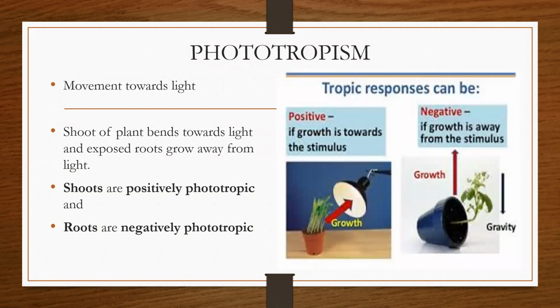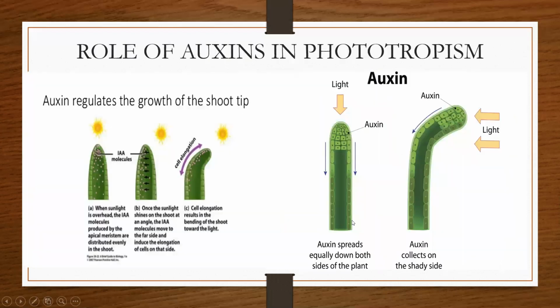I come to the first kind of tropic movement, which is phototropism, which means movement towards light. The shoot of the plant bends towards light, which is the external stimulus. Shoots are growing towards light, hence it is a positive tropic movement, whereas the roots are growing away from light, hence it is a negative tropic movement, which means shoots are positively phototropic and roots are negatively phototropic.